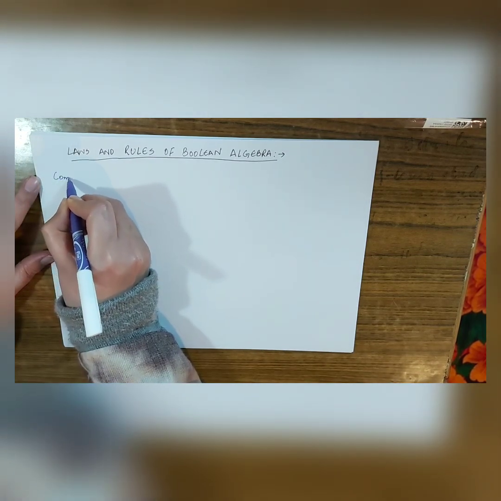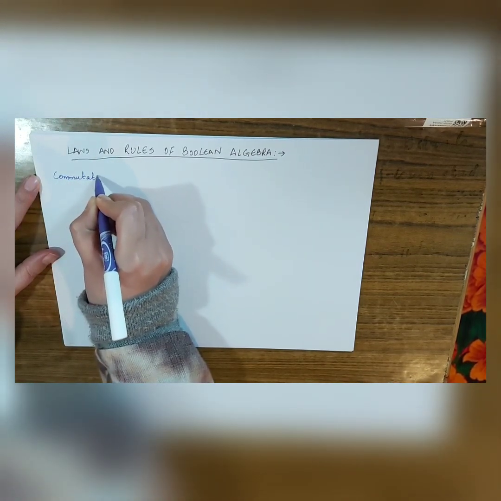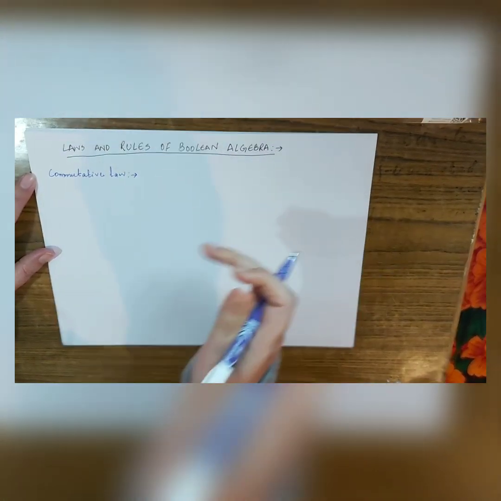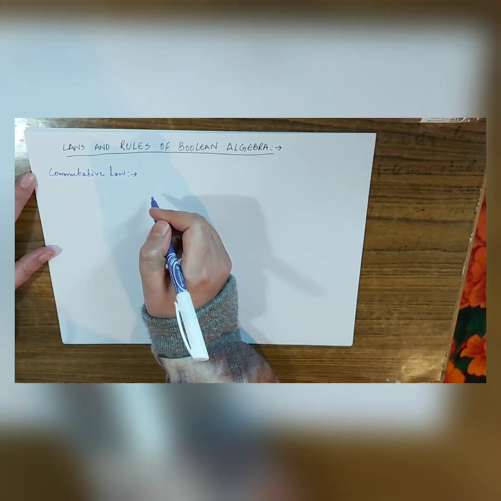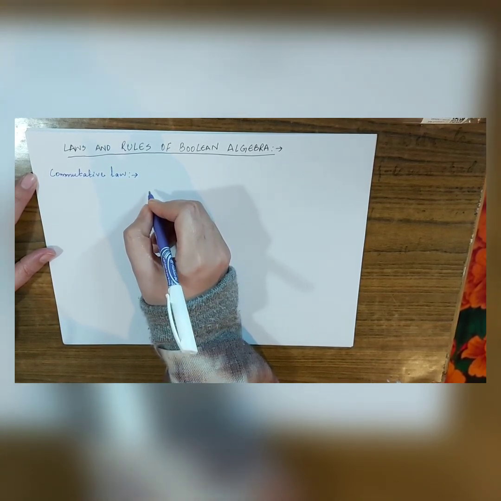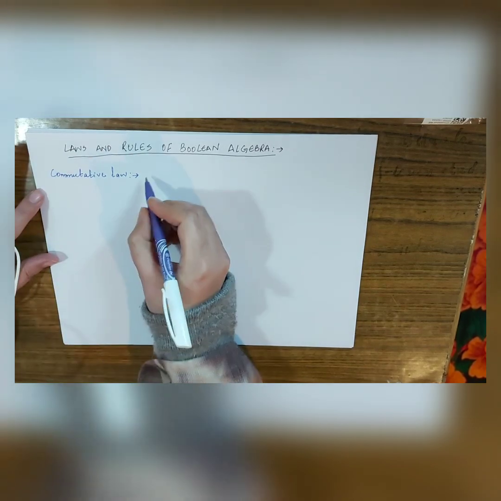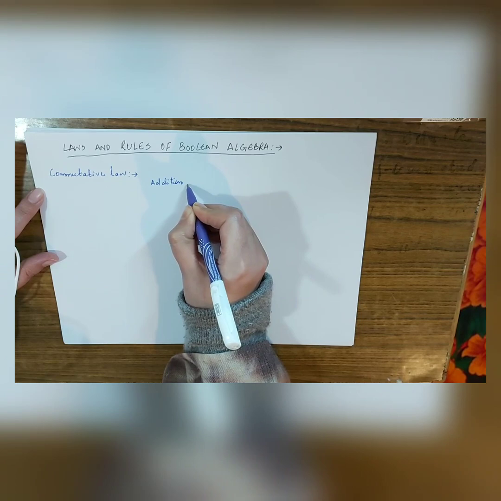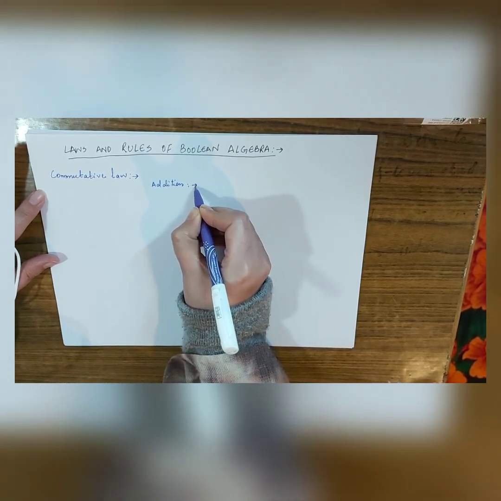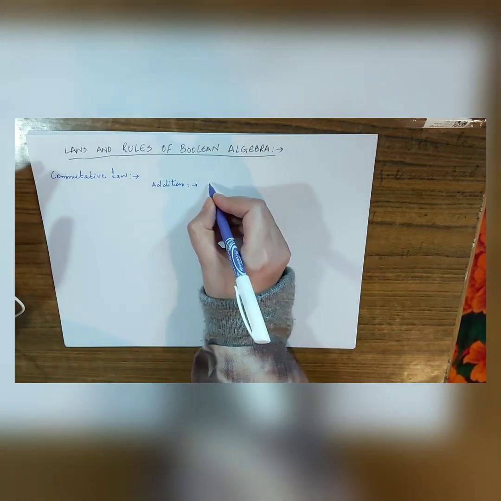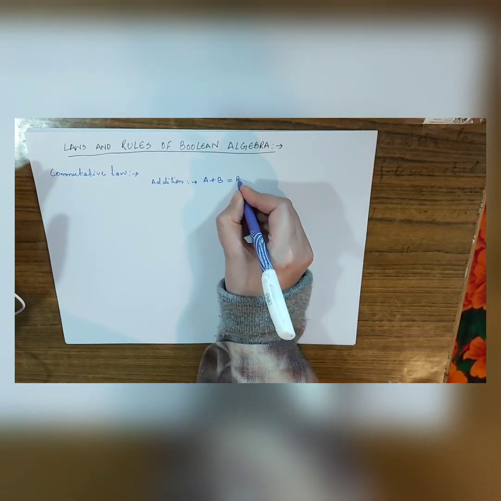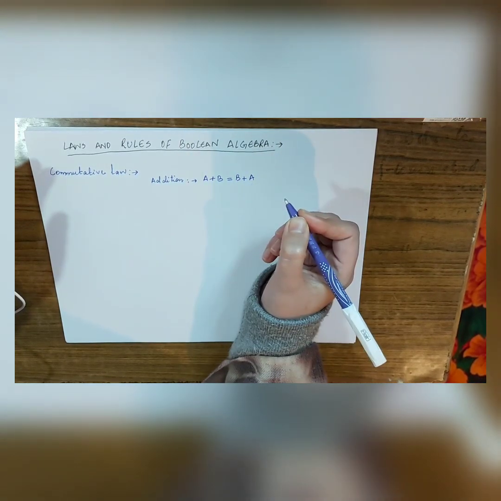We have the commutative law. Under the commutative law, we have two rules. Number first is the commutative law of addition. The commutative law of addition states, for two variables, and is written as A plus B is equal to B plus A.